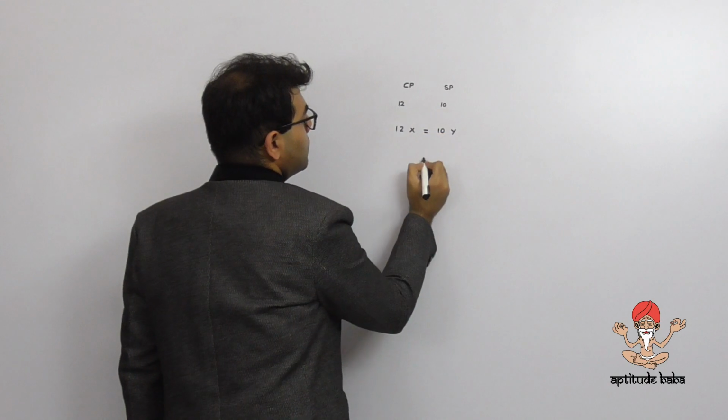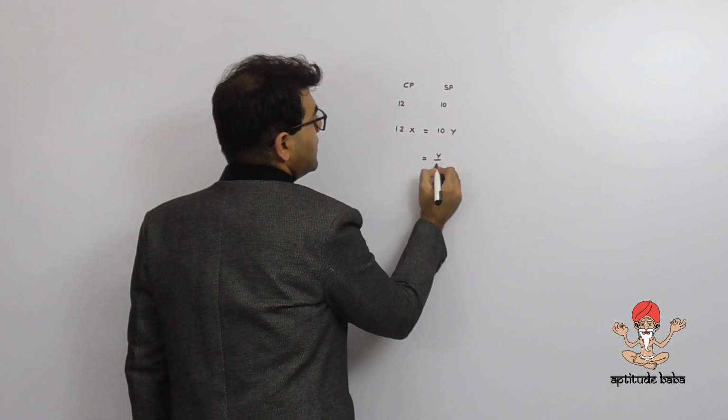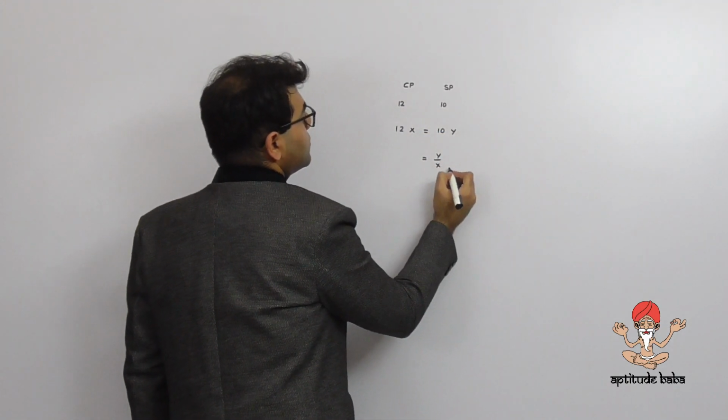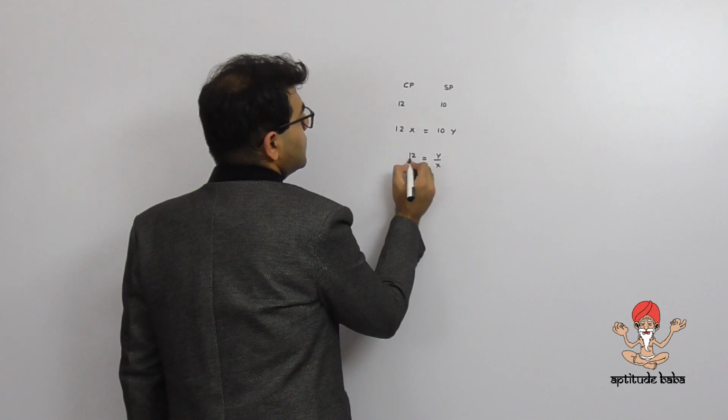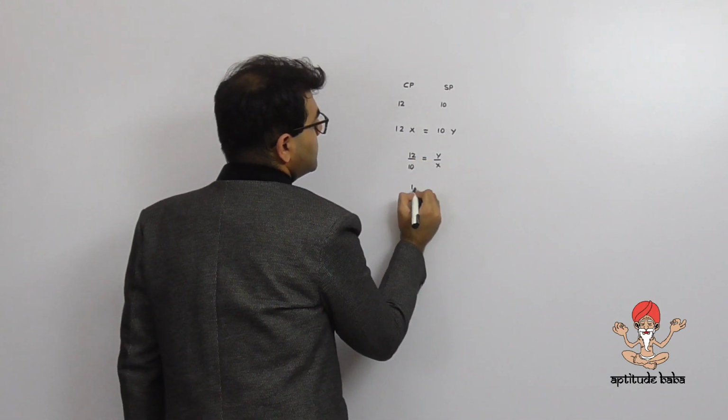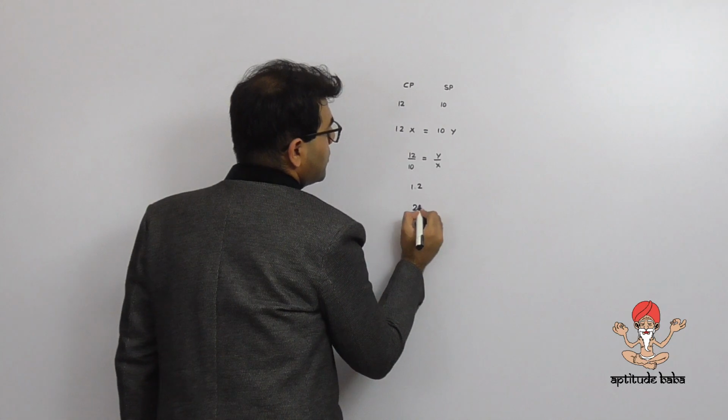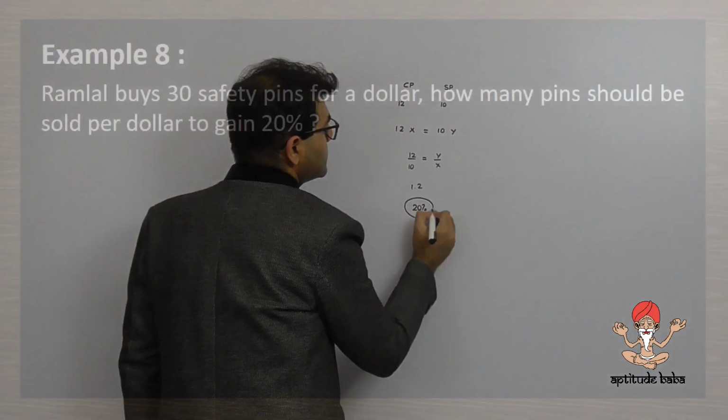These two are equal. Now what do I define here? I define y by x, which is the ratio of selling price to cost price. That ends up becoming 12 by 10. So can I say multiplying factor is 1.2 or perhaps profit is 20%?